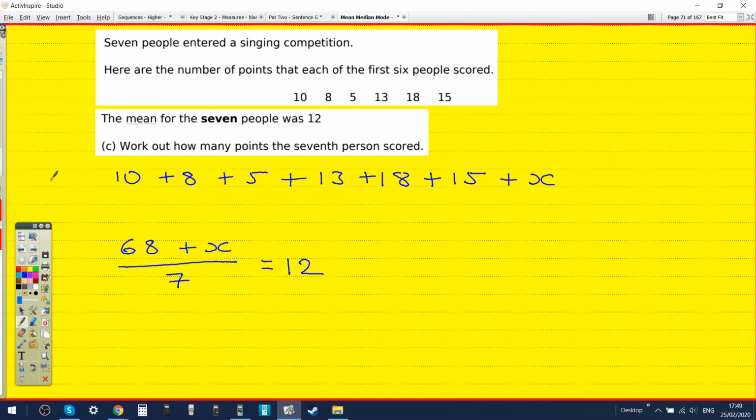And you have to figure out if you solve that. Okay. Do you have to divide by 7 on each side? It's already divided by 7. What's the opposite of divide by 7? Times. Yes. So 12 times by 7 is 84.